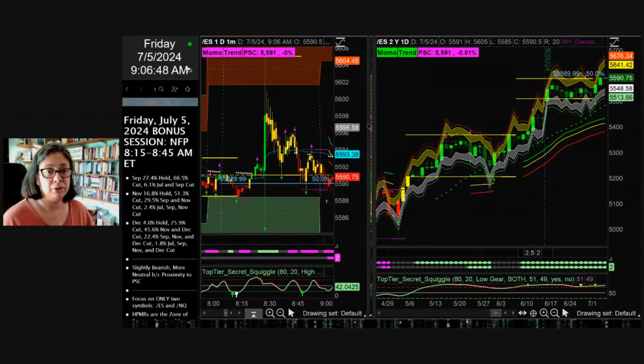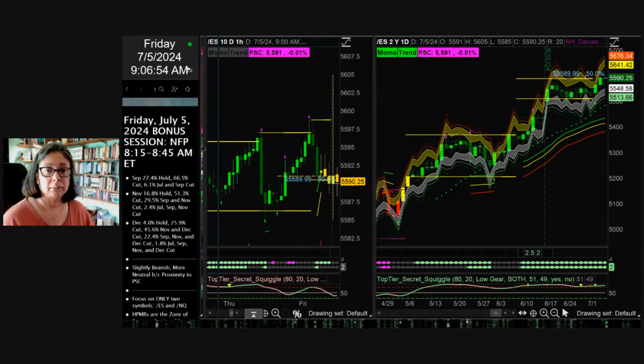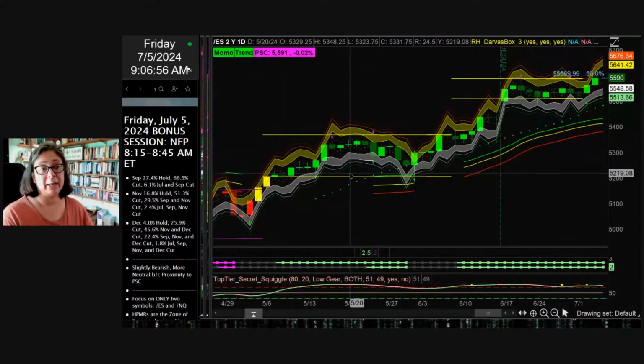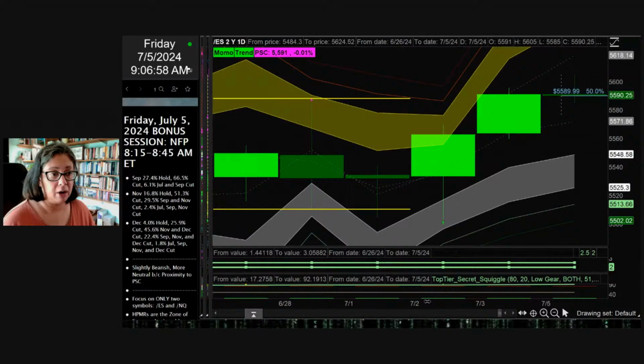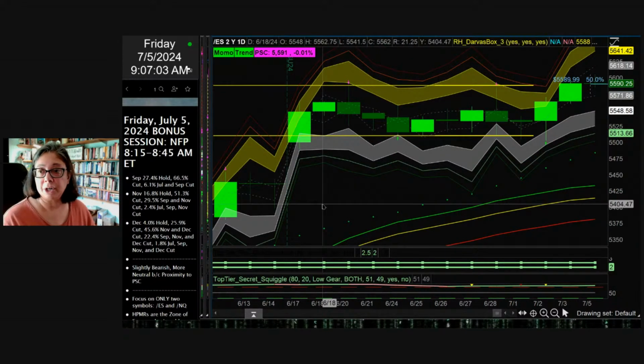And let's move this aside here. Take a look at our daily time frame. So where does that leave us? Here on the daily time frame, we're marginally above the previous session close at this moment.